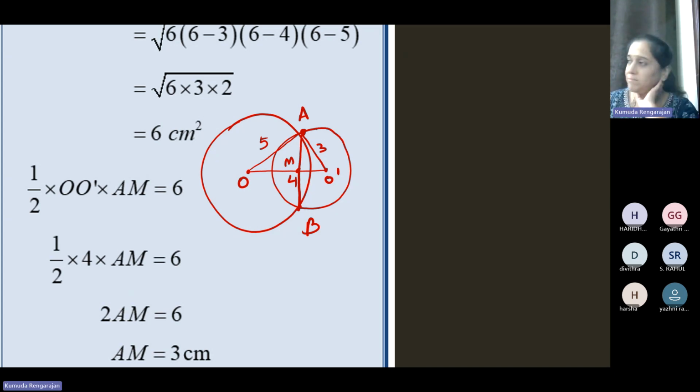And what is M? M is a point on AB. That is, M is the point of intersection of O dash and AB. O dash and AB, they meet at M. Understood the figure? Yes, ma'am.